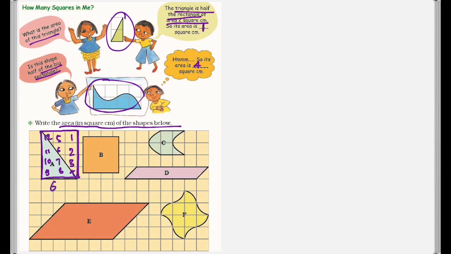Then you can also find the area of B, and similarly in this manner only. For this shape what you can do is break this into rectangles and triangles, and then you can find the area. So the area will be equal to the area of this plus the area of this plus the area of the rectangle. So in this manner you can find all the areas.